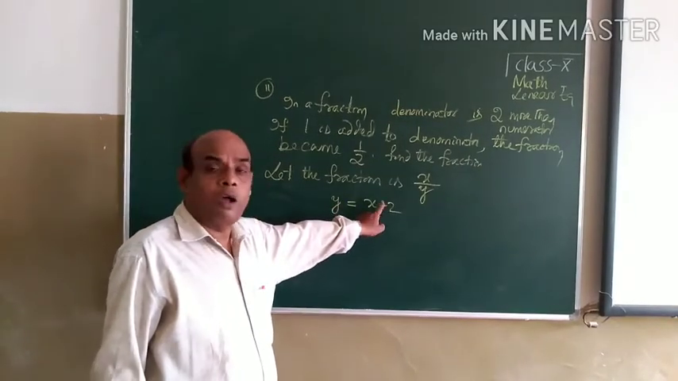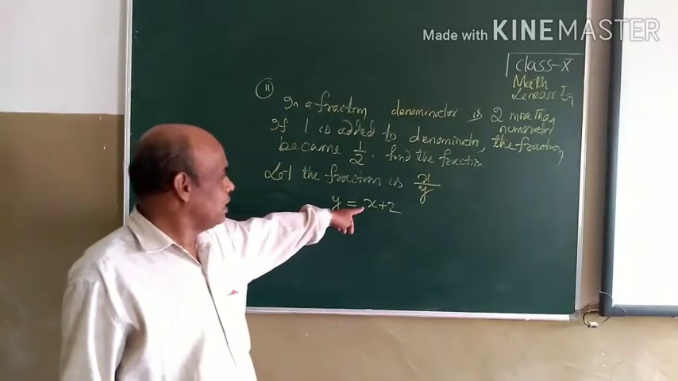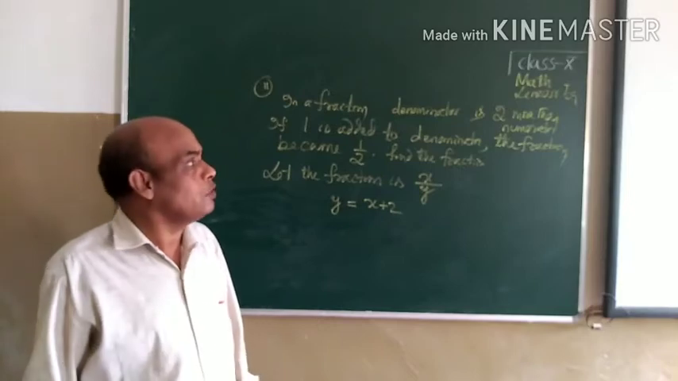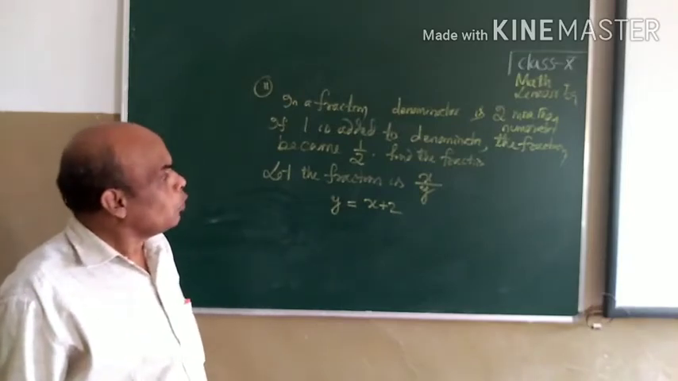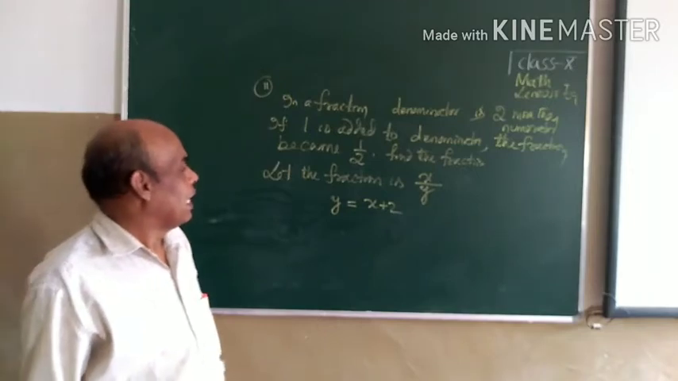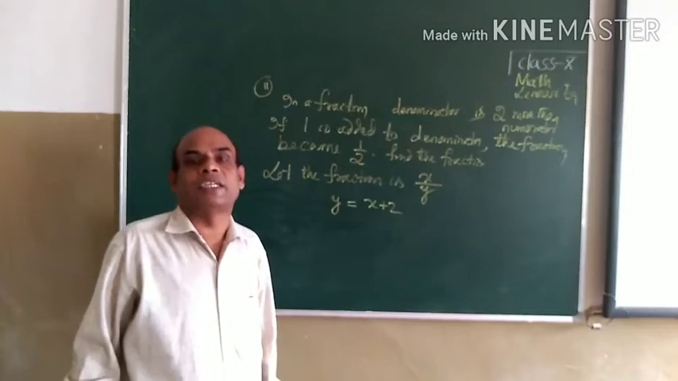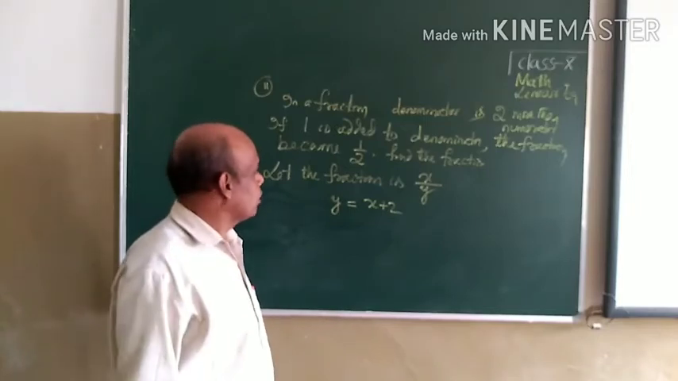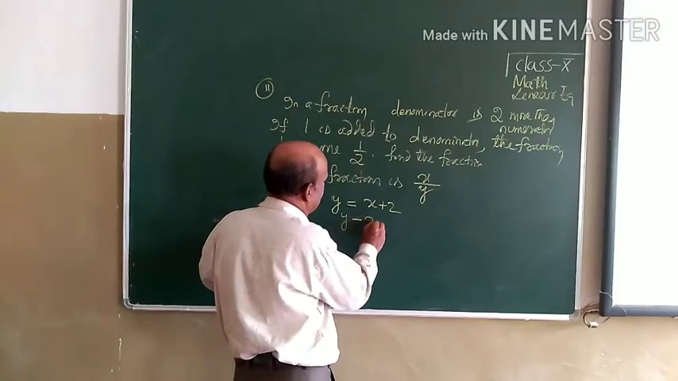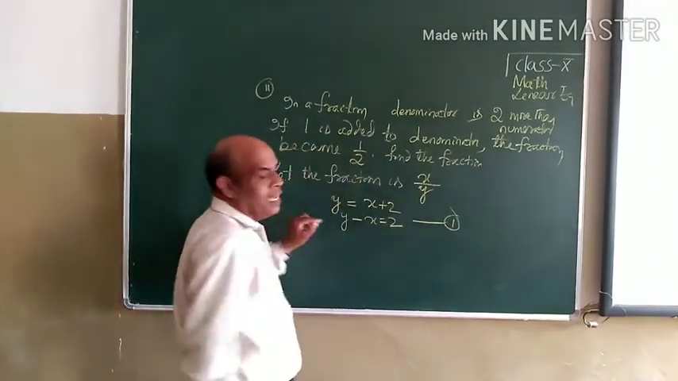More than 2 of the numerator. What is the numerator? Numerator is x. So x plus 2, because 2 is more in the numerator, and that will become equal to the denominator. That is equation number 1. So you will say y minus x is equal to 2. Equation number 1.